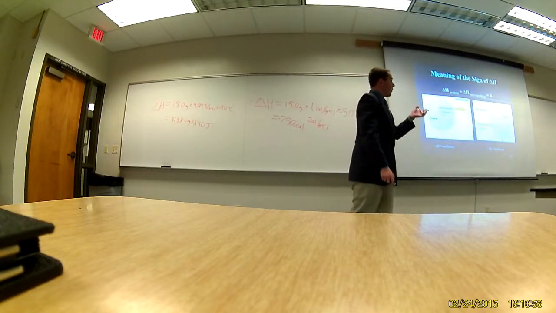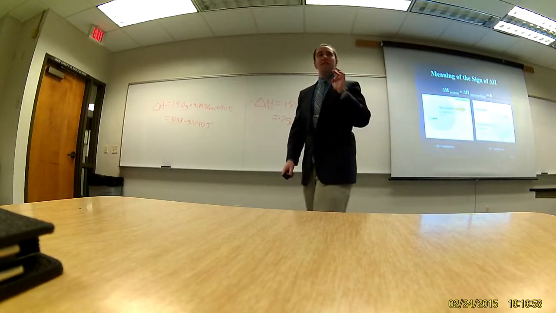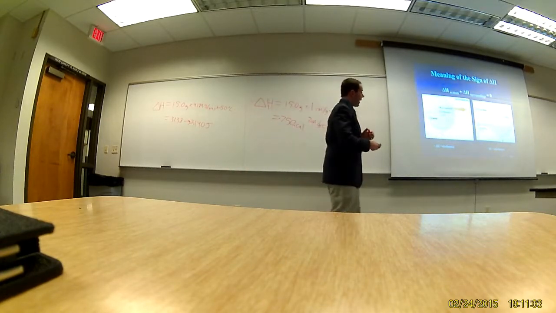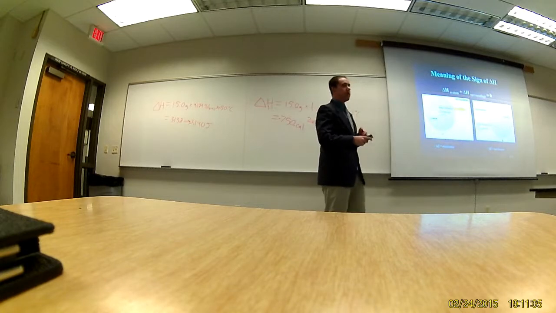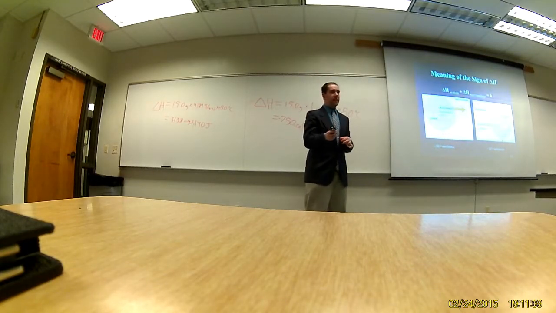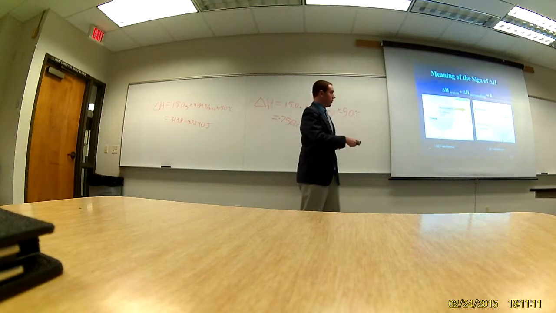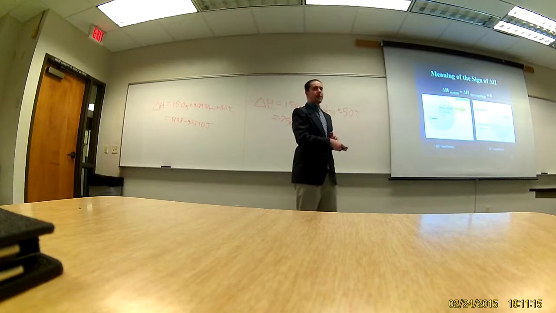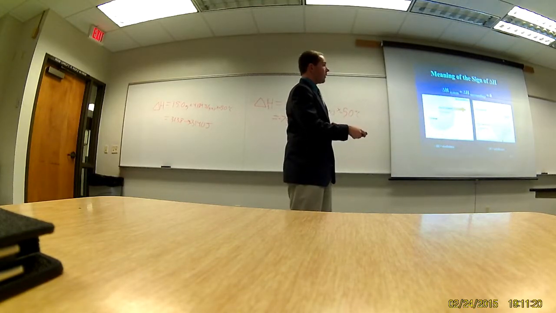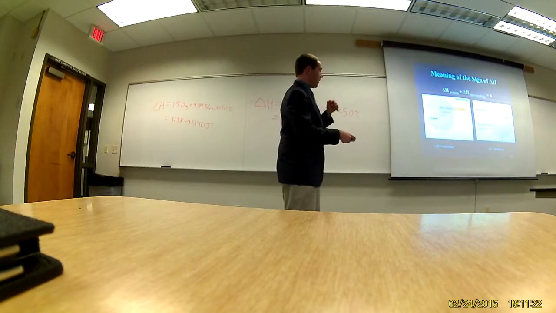So this is just again what the sign of delta H means. Negative delta H means it's losing heat. When we said exothermic things lose heat. So delta H negative is exothermic. If something has a positive delta H, it's endothermic.